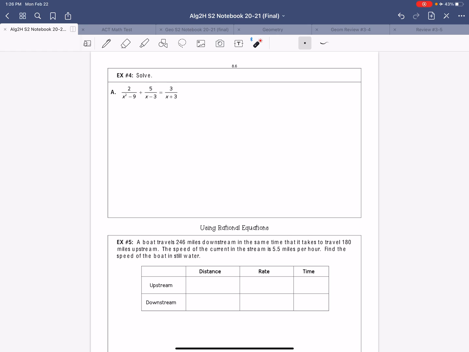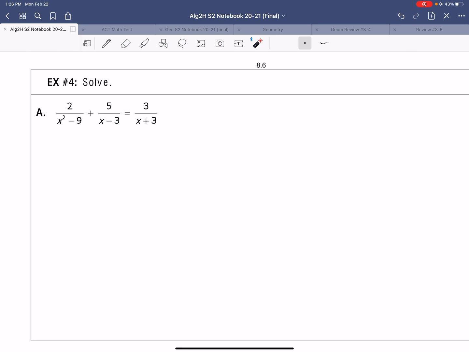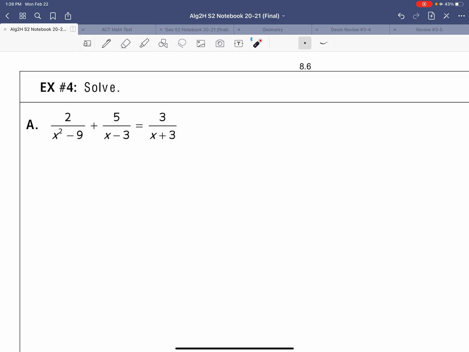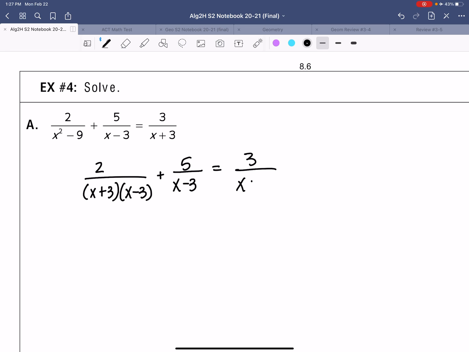Okay, so solve this guy. If you guys have 2 different colored highlighters, this might come in handy. So, the first thing you want to do is on this denominator, make sure your denominator is in all linear factors. So that's the first thing I'm going to do. I'm going to go ahead and factor this x squared minus 9. So we're going to have 2 over x squared minus 9, which is really x plus 3 and an x minus 3, plus 5 over x minus 3 equals 3 over x plus 3.